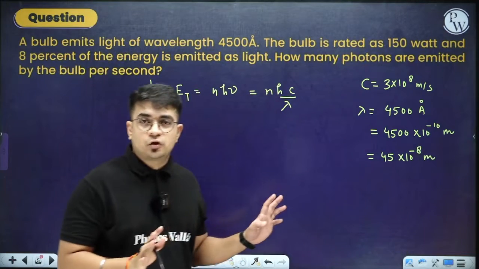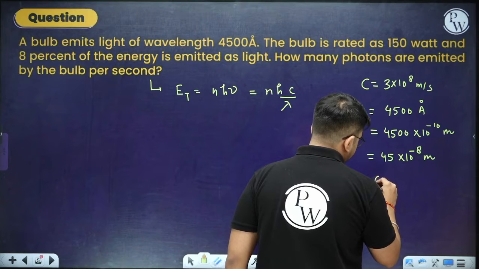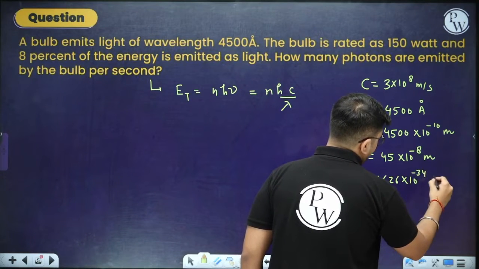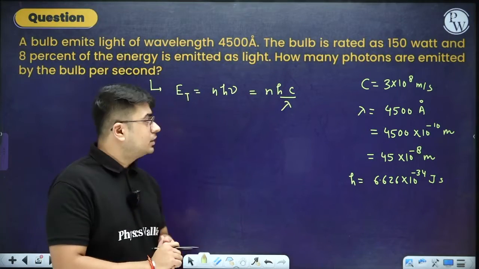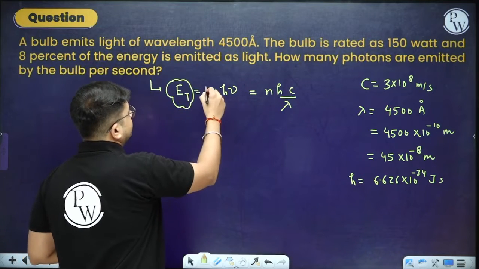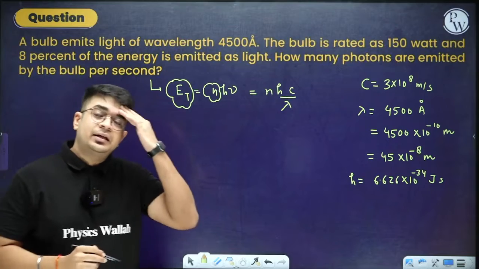Okay, this part is sorted. Now if I talk about the value of h, we know that value will be 6.626 multiplied by 10 raised to the power minus 34 joule second. Now the entire portion is already clear to us. We need the value of E total first, and then the unknown in that case is the total number of photons which are emitted.